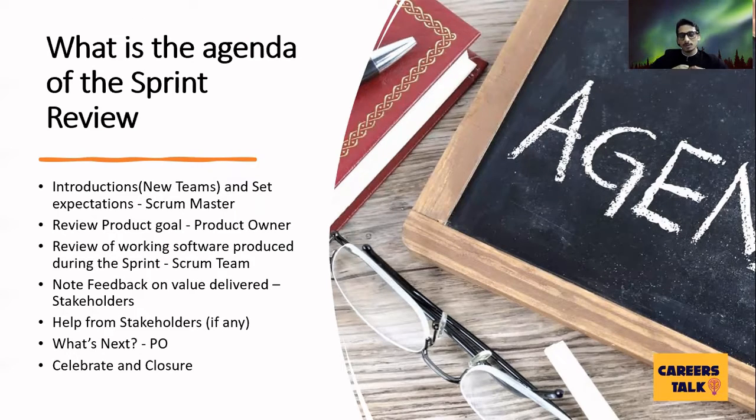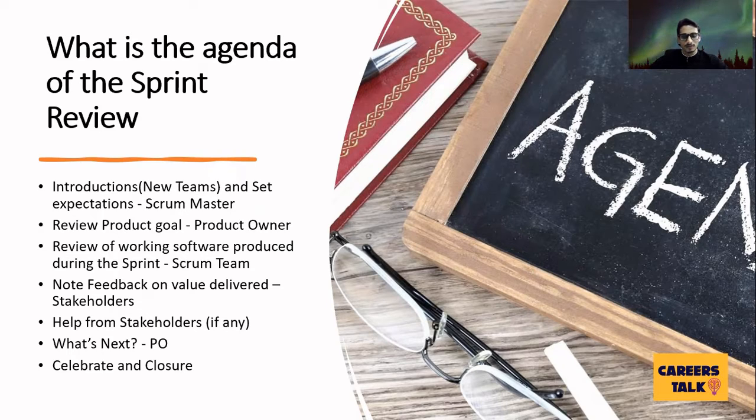When we hold the sprint review for the first time, the Scrum Master explains what a sprint review is, and he also introduces the PO, and the PO and the Scrum Master together introduce the stakeholders to the Scrum team. This is also to set the expectations of why we are actually having this important event. What is the importance of this?